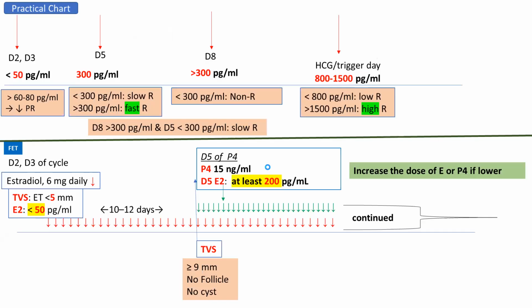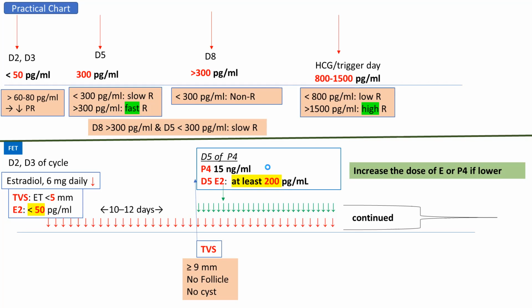In this figure, I tried to summarize the importance of estradiol. On day 2 or day 3, less than 50 picograms is good. If it is between 60 and 80, this is associated with a decreased pregnancy rate. If it is more than 80, consider cancellation. And day 5 should be 300 picograms per milliliter.